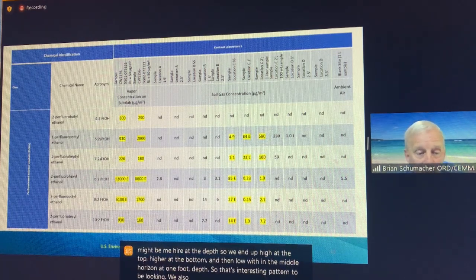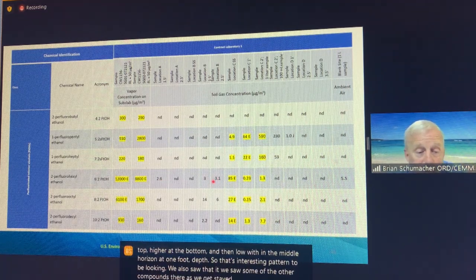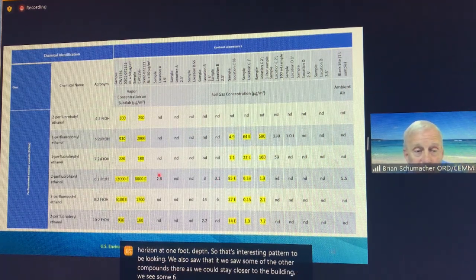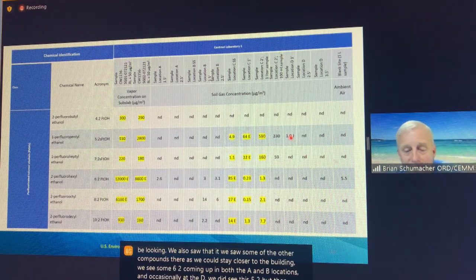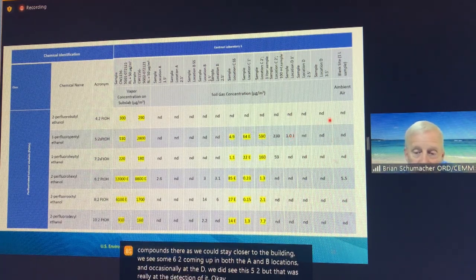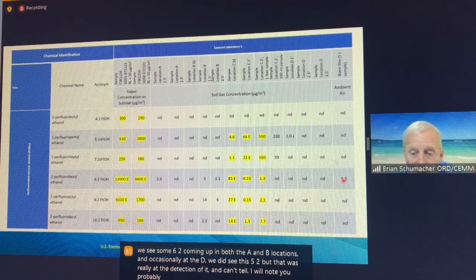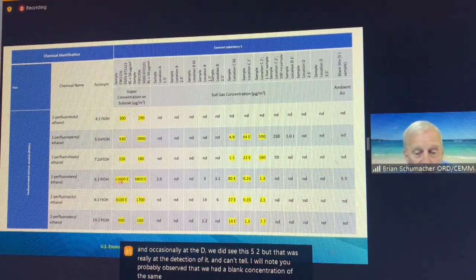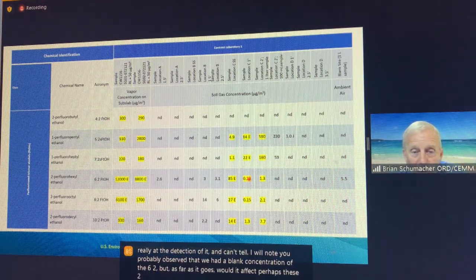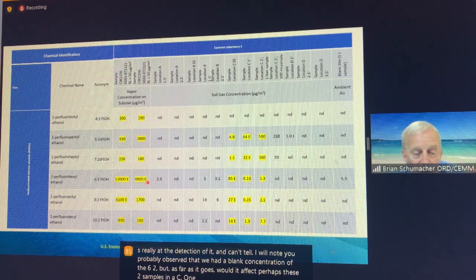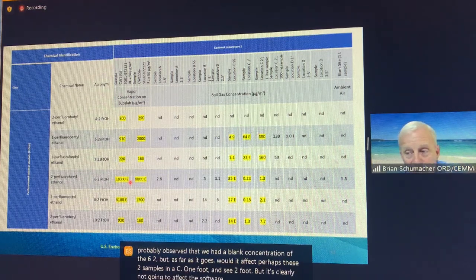We also saw some of the other compounds as we stay closer to the building. We see some 6,2 coming up in both the A and B locations. And occasionally at D we did see this 5,2, but that was really at the detection limit, so we can't tell. I will note, and you probably observed, that we had a blank concentration of the 6,2, but as far as it goes, it would affect perhaps these 2 samples, the C 1 foot and C 2 foot, but it's clearly not going to affect the subslab concentrations at all.